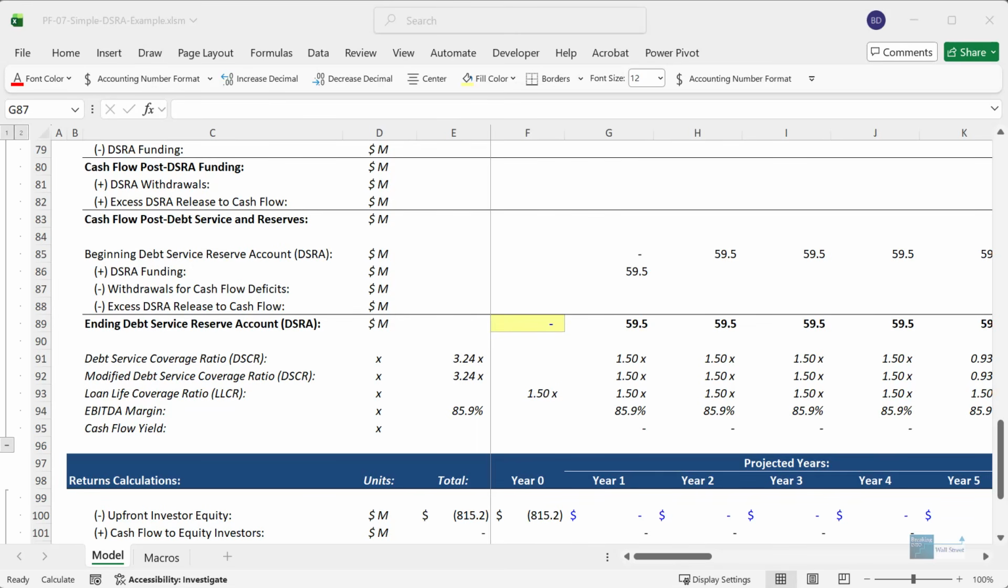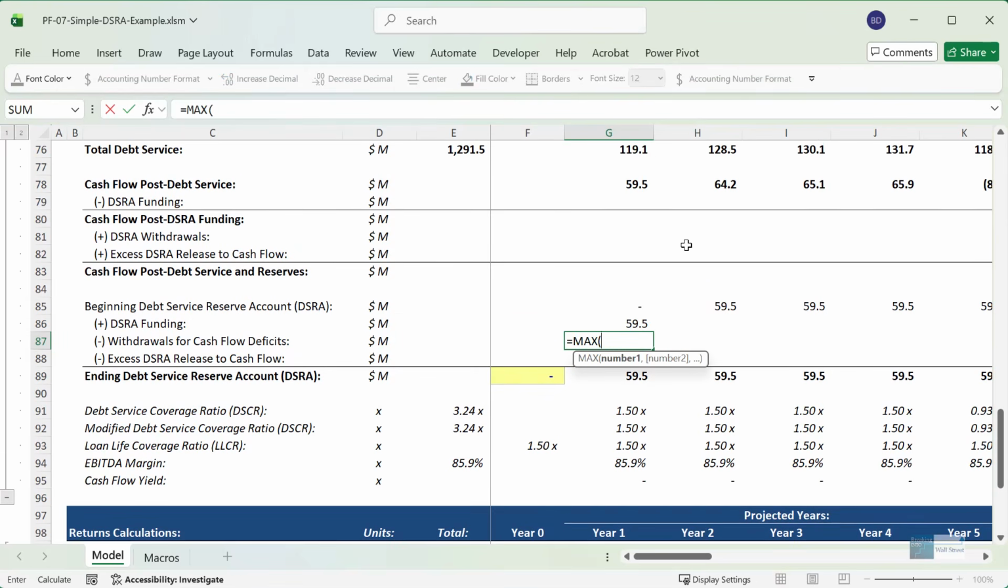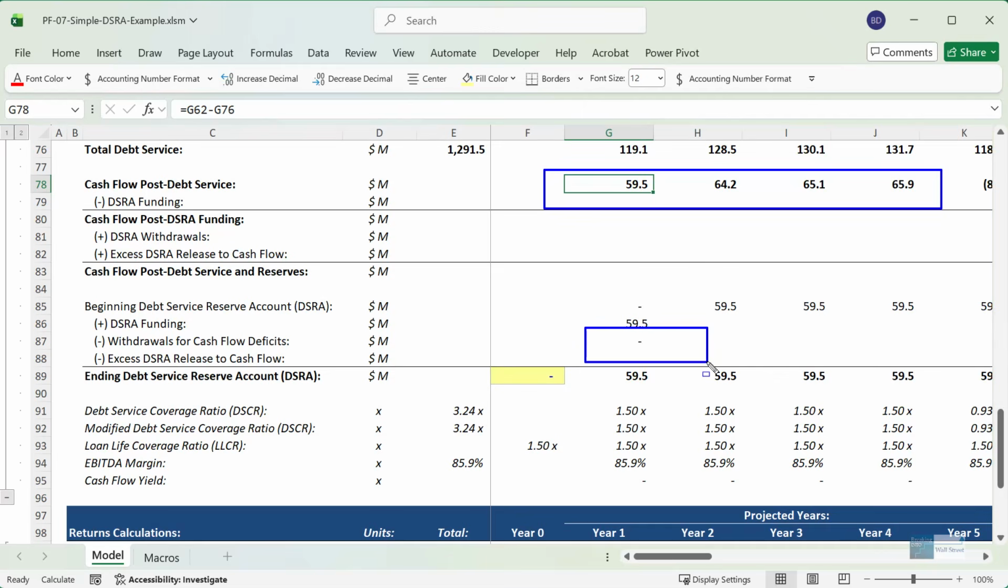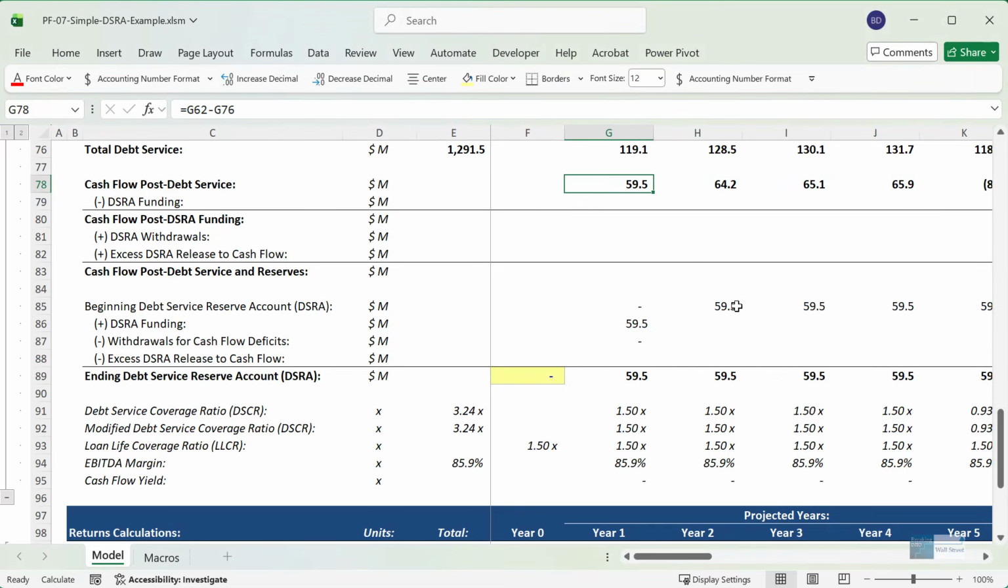Now, for the withdrawals from the DSRA, the idea here is that we want to withdraw from the DSRA if our cash flow post debt service turns negative. So we're going to flip its sign and then take the max between that new number and 0. So I'll say max between the negative of our cash flow post debt service and 0. So when the cash flow post debt service is positive, nothing happens here. But if this turns negative, so if this is negative 20, let's say, well, now we need to withdraw something from our DSRA to pay for this because we don't want this cash flow number to be negative. So that is how it works.